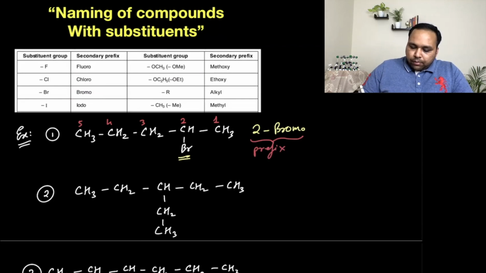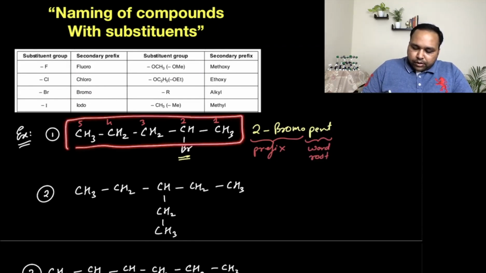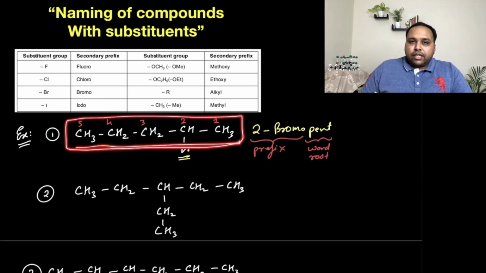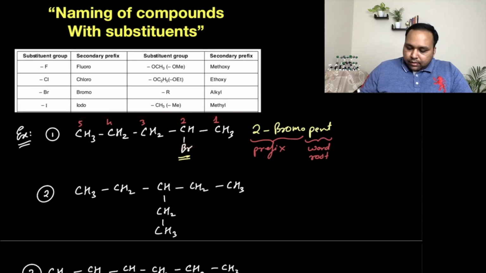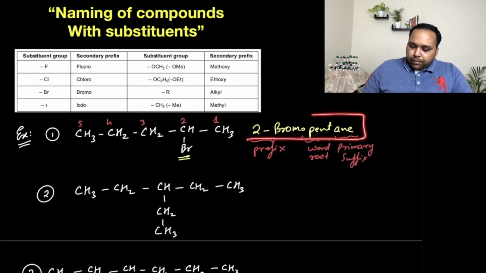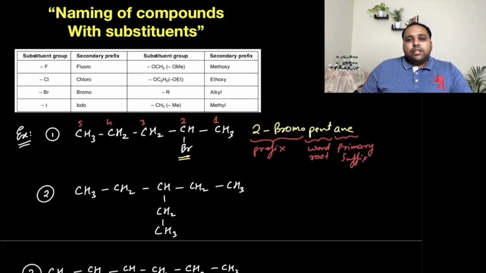Then there is the word root. Because there are 5 carbon atoms, the word root is pent. So we'll call this the word root. And the suffix, because this is a carbon chain with all single bonds, there are no double bonds or triple bonds, as we saw in the last part of our video, we'll call it ane. So we'll have ane as a suffix. This is known as our primary suffix. So the name comes out to be 2-bromopentane, and that is the name of this compound. This is how you will name this compound using IUPAC rules.